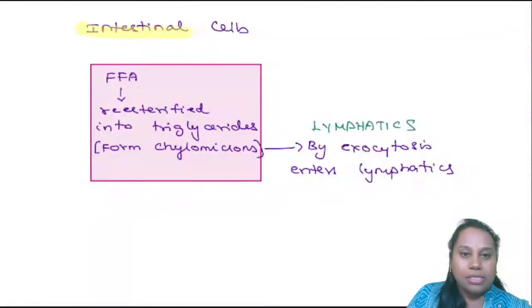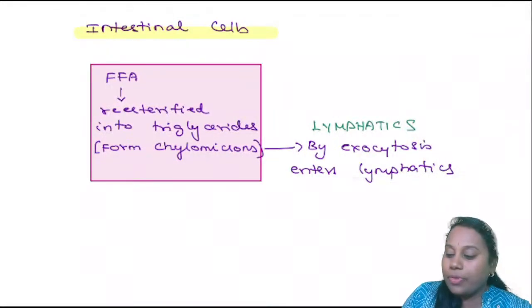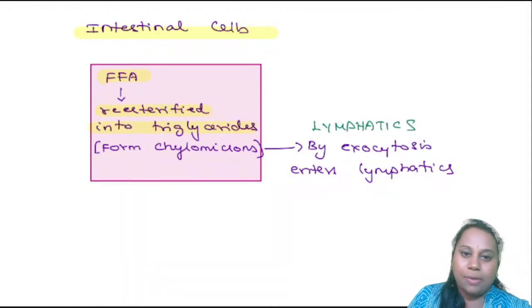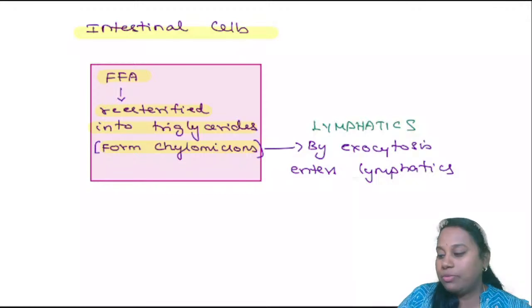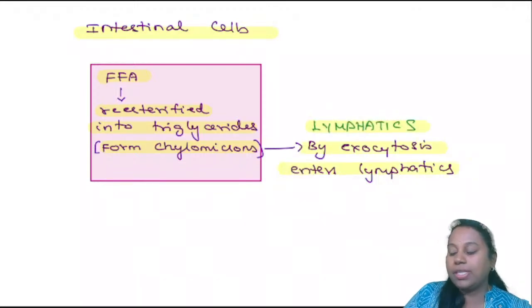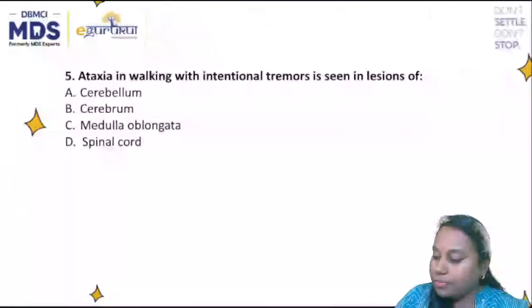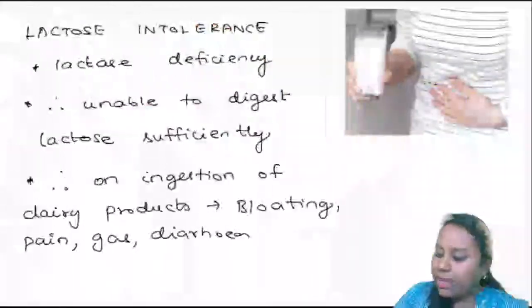In the intestinal cells, what is the fate of this free fatty acid? Free fatty acid is re-esterified into triglycerides, and they form chylomicrons and thereby move into the lymphatics. By exocytosis, they enter into the lymphatics. This is the digestion of carbohydrates, proteins and fats.